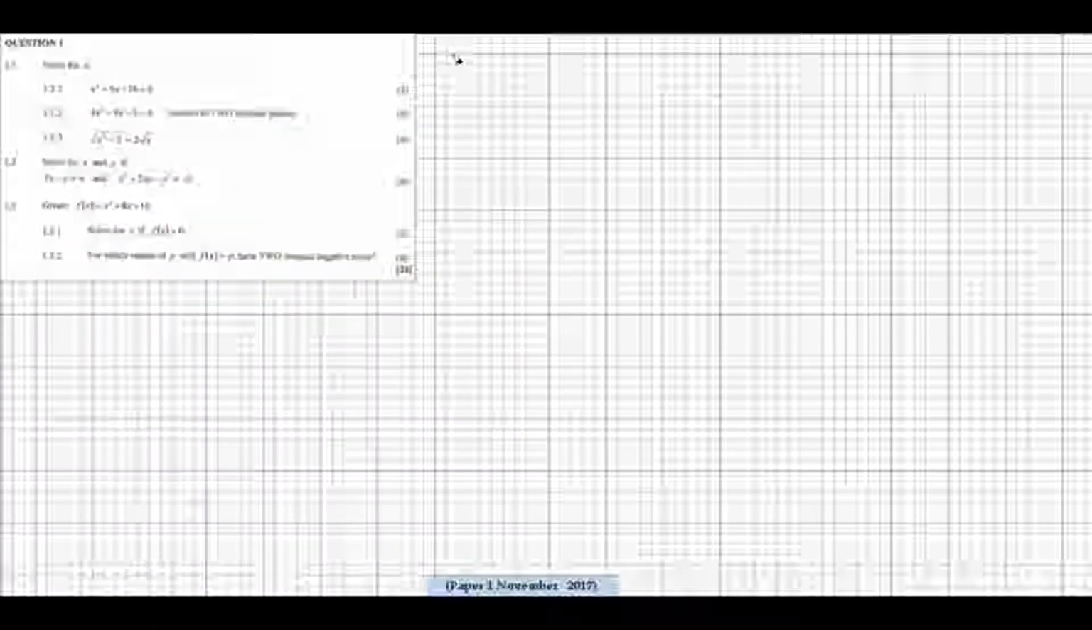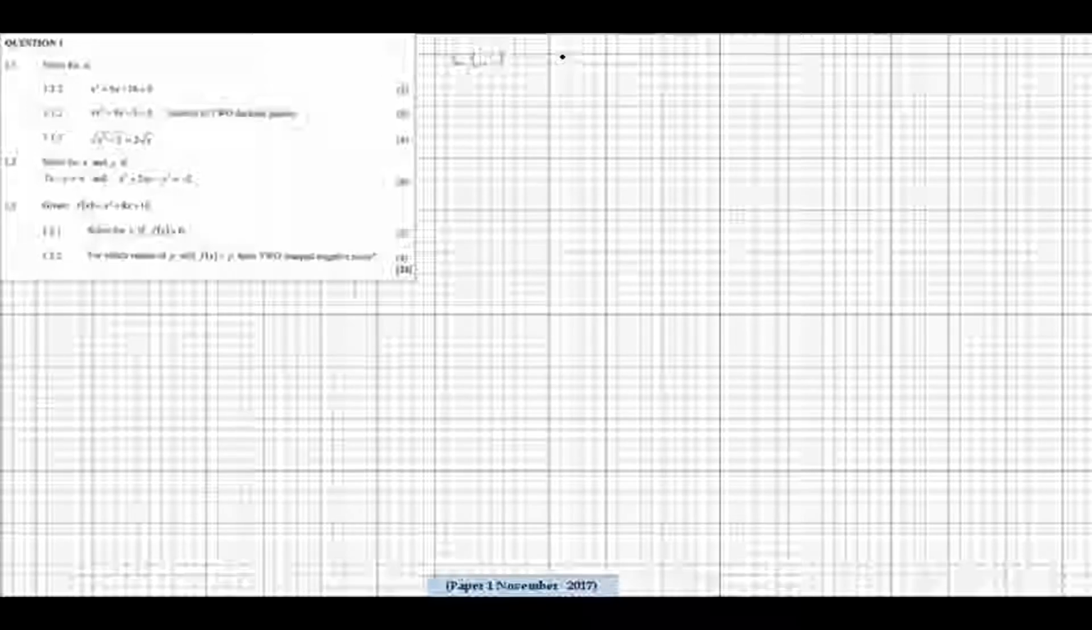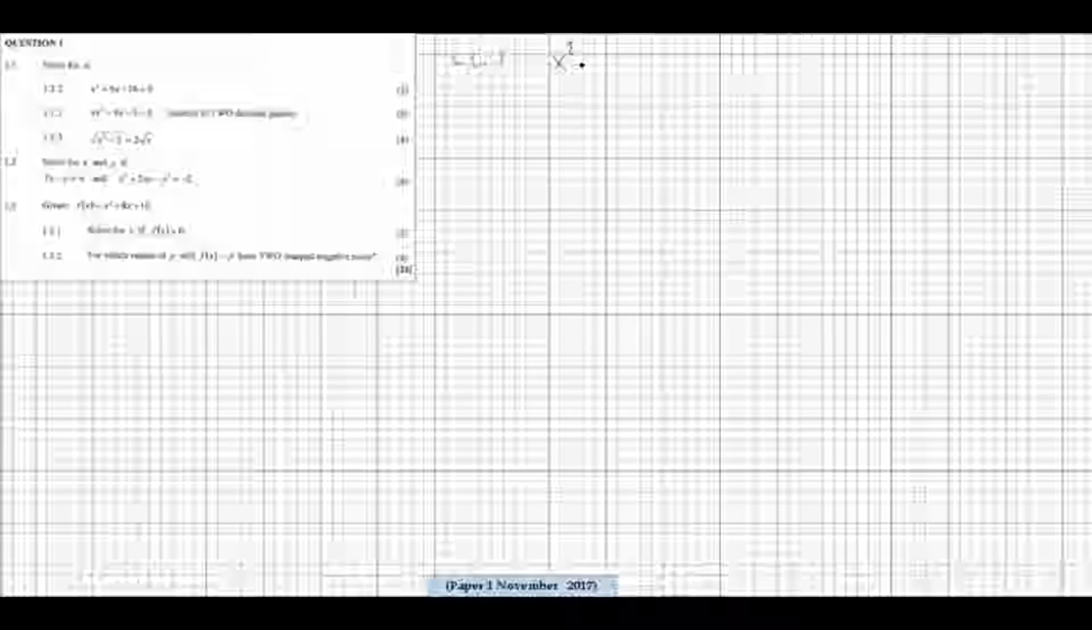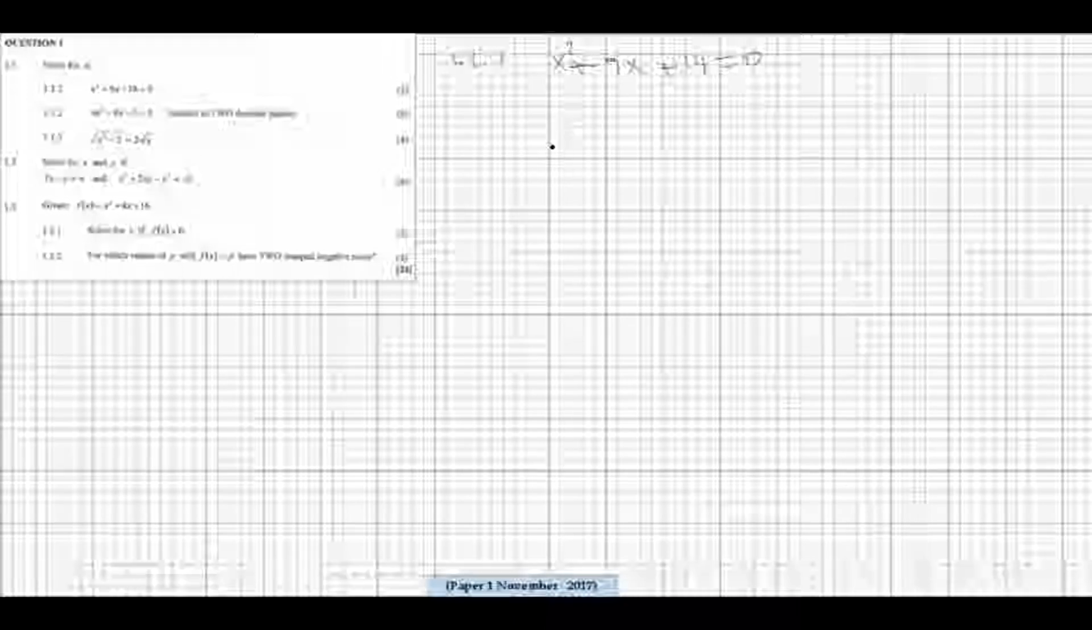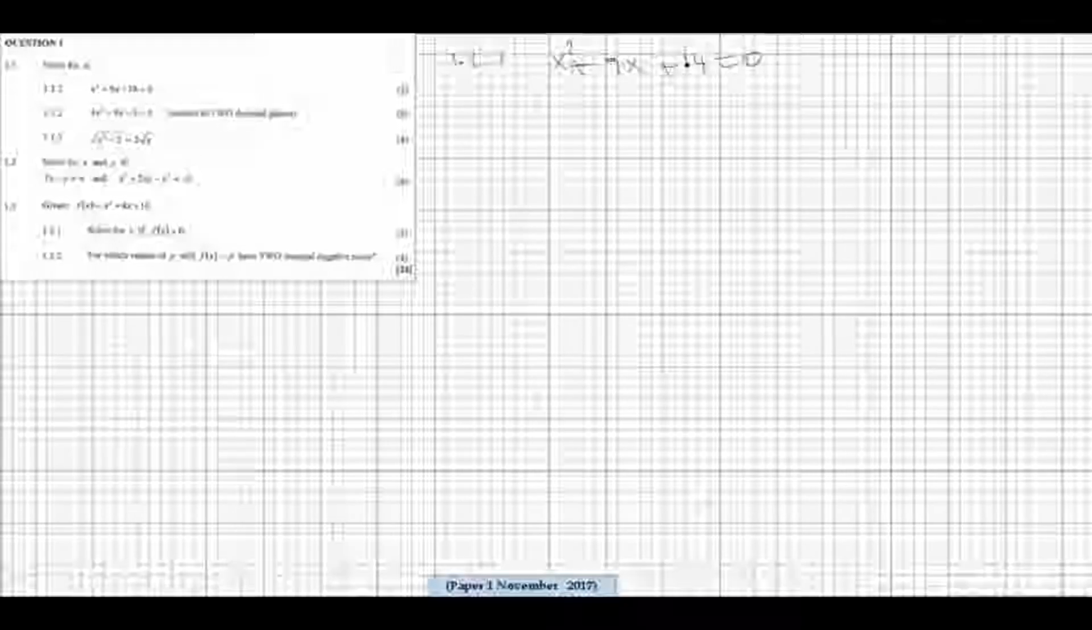Question 1.1.1. They want us to solve for x. We have x squared plus 9x plus 14 is equal to 0. So I need to find the value of x.